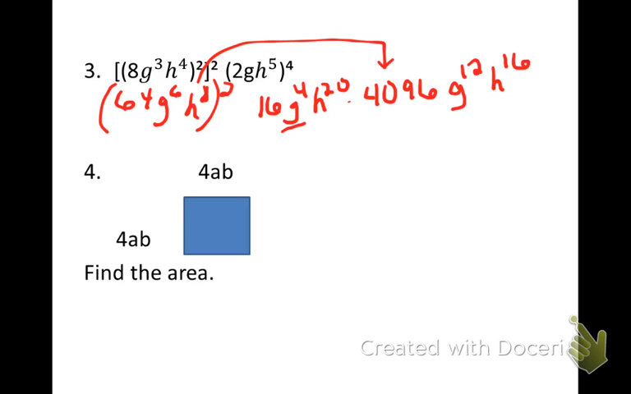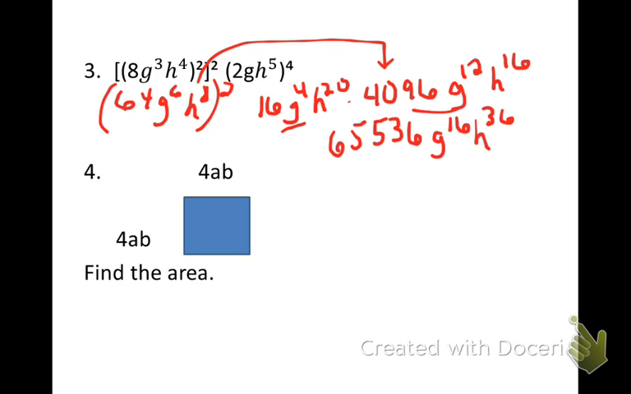So now I'm just going to multiply these two together, and I'm going to get 65,536. G to the, I would be adding my exponent, so 16, h to the 36.